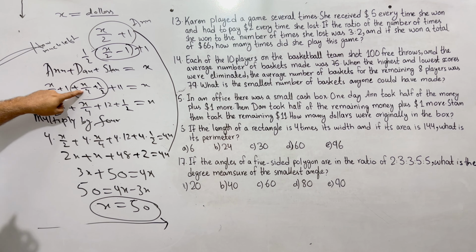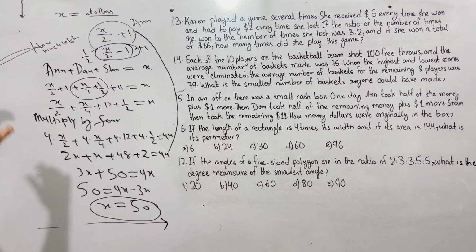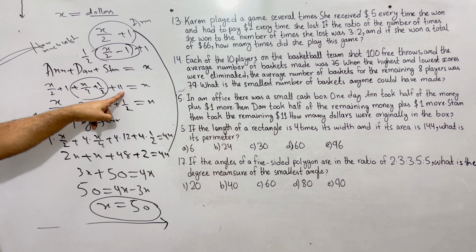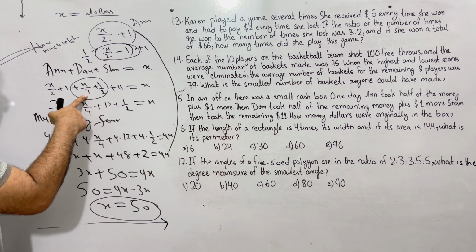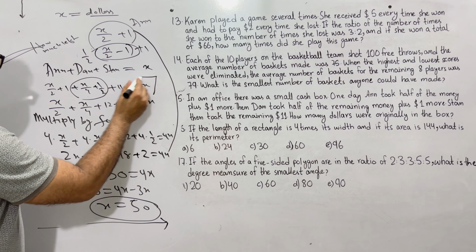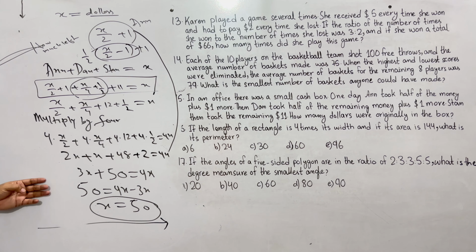And finally, whatever remains, there are $11 taken by the tenth. Taken by N, ten is equal to total money. I have solved for X, that is $50 in the cash box.